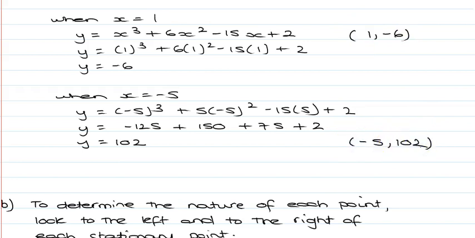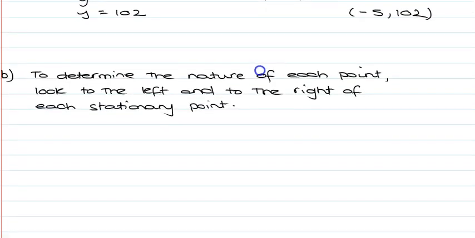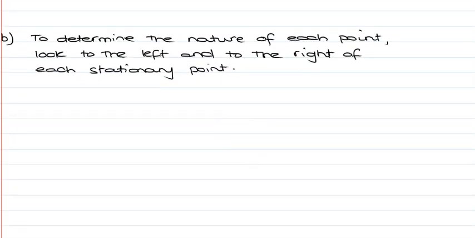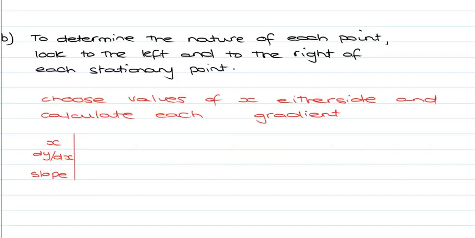Now part B asked us to determine the nature of each point. So we're going to look at the left of each point and the right of each point to be able to classify the stationary point. I've written down here that I'm looking at the x value either side. Let's remind ourselves the stationary points occurred at x equals negative 5 and there was another one at x equals 1.